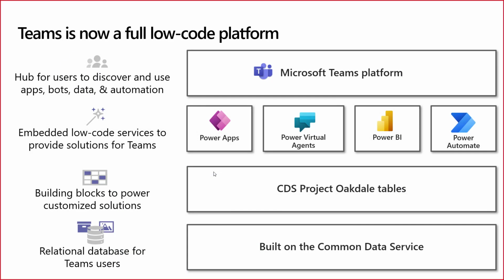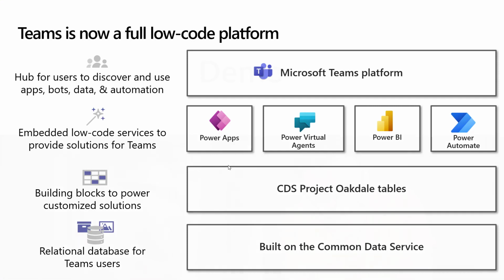And so this is just a high-level architecture view of what this really looks like. Obviously, we've got the Teams platform that sits on top. We've got all of these capabilities in the Power Platform that we've talked about. We've got CDS, Project Oakdale Tables, which is really built on top of the Common Data Service. So you can kind of think of it as a slimmed-down version of CDS, but giving you that enterprise robustness that you would expect in terms of being able to store and manage your data.